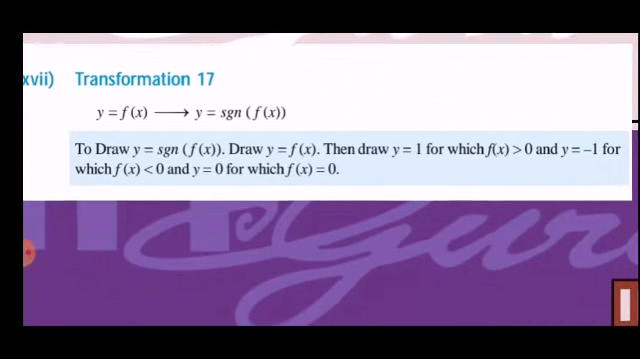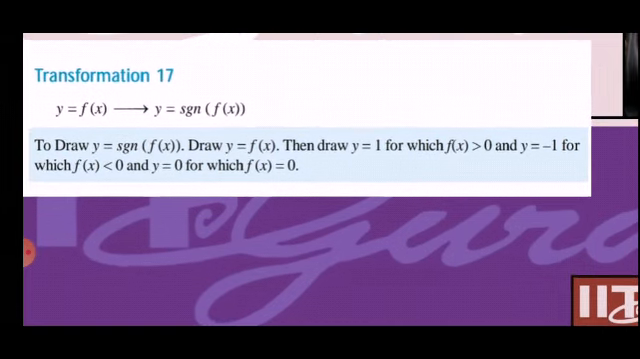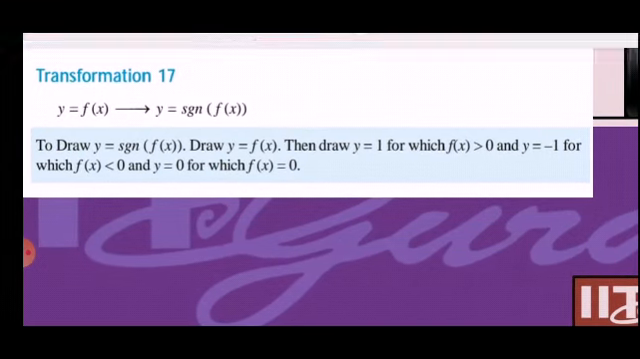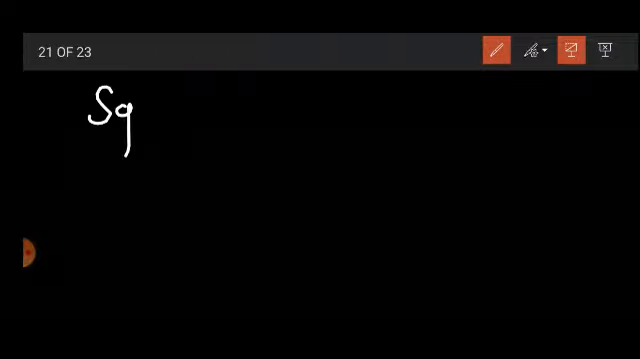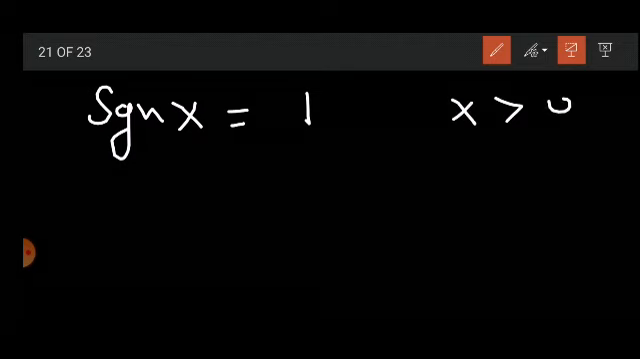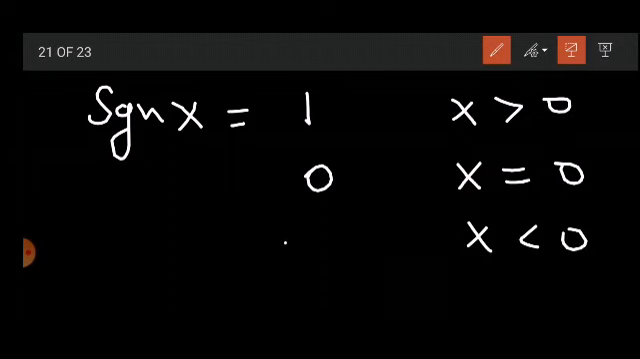So for y equal to signum of f of x, how will we plot? Draw y equal to f of x, then draw y equal to 1 for f of x positive, draw y equal to minus 1 for f of x negative, draw y equal to 0 for f of x equal to 0. This is the same pattern as the definition of signum I told before. So let's discuss it in detail. The definition of signum: 1 for x greater than 0, 0 for x equal to 0.